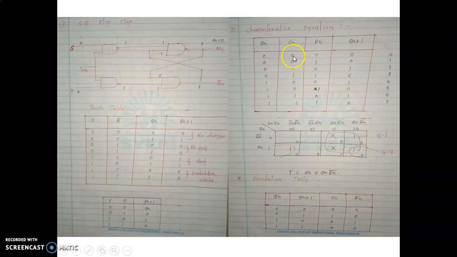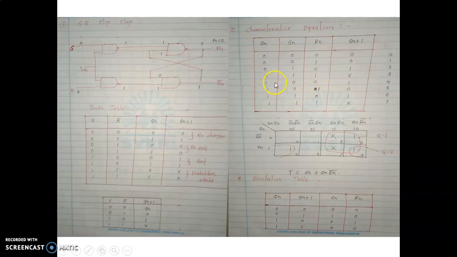So in the first row, S and R both are 0. If S is 0, R is 0 and Qn is 0, what is the next state? We have to go to the truth table. If S is 0, R is 0 and Qn also 0, then the next state will be 0. So we can write 0 here. For the next row, S is 0, R is 1 and Qn is 0. Again we go to the truth table: S is 0, R is 1 and Qn is 0. Then the output should be 0, so we can write 0 here. Means we have to consider first the type of flip-flop, that is S and R, and the present state.